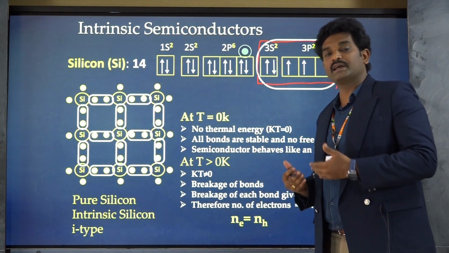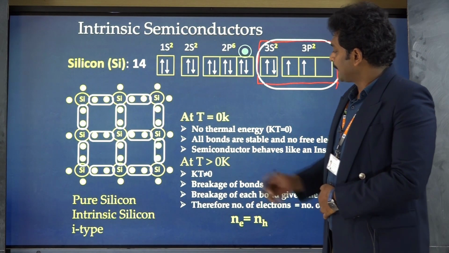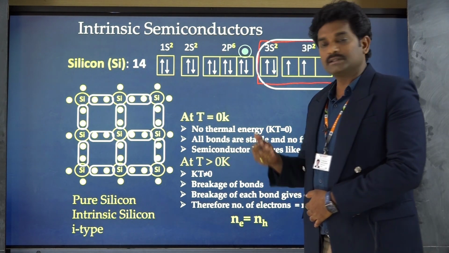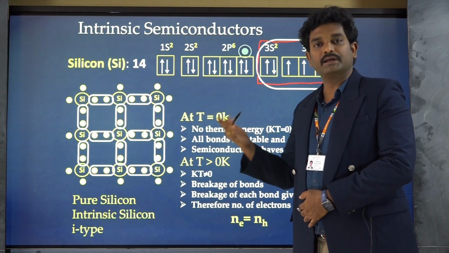Now let's see what happens if we raise the temperature of a semiconductor. Let's discuss the situation at T greater than 0 Kelvin. Slowly we are increasing the temperature from 0 Kelvin to slightly higher temperatures.